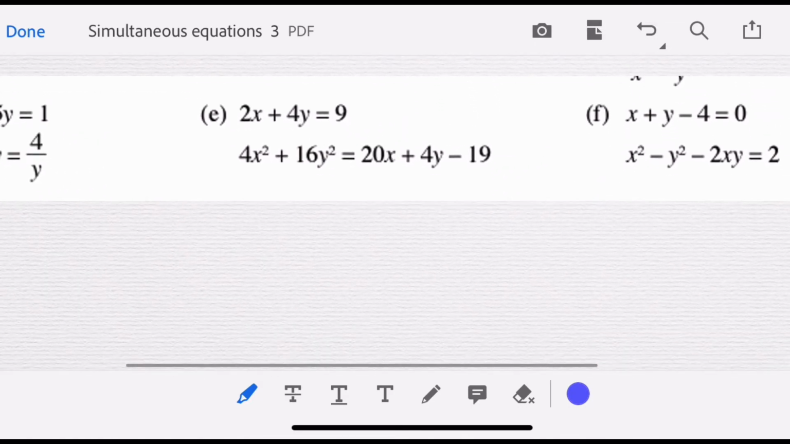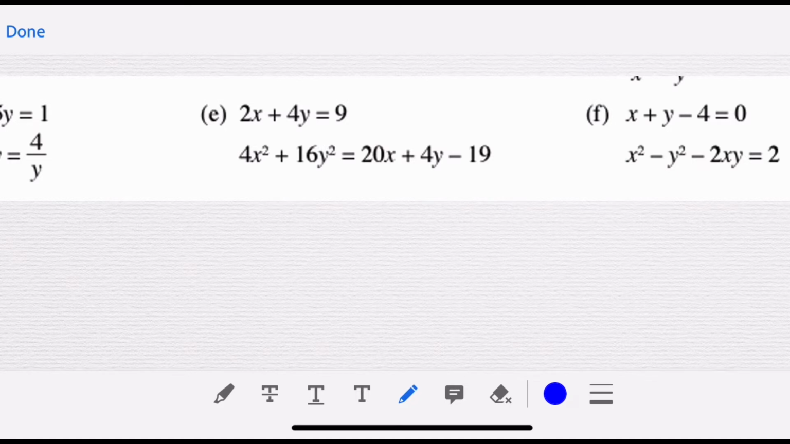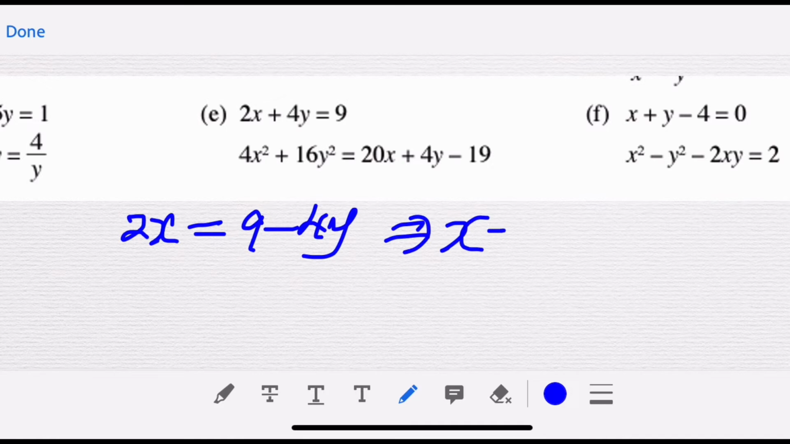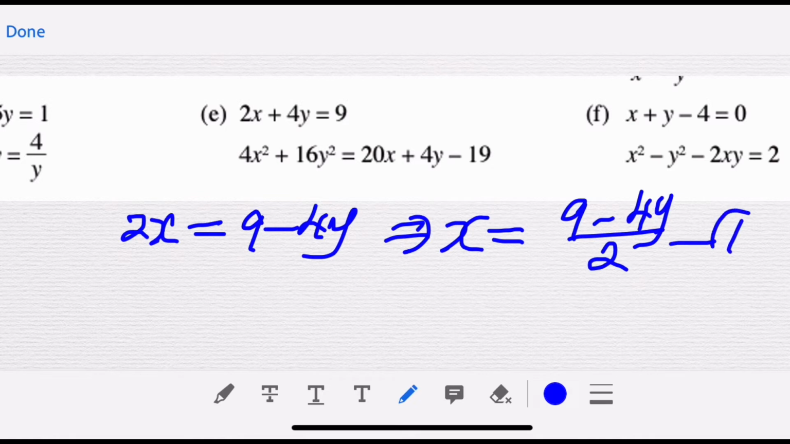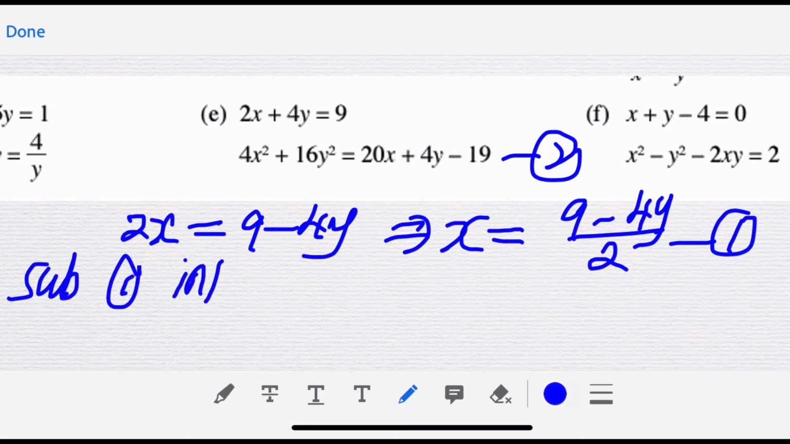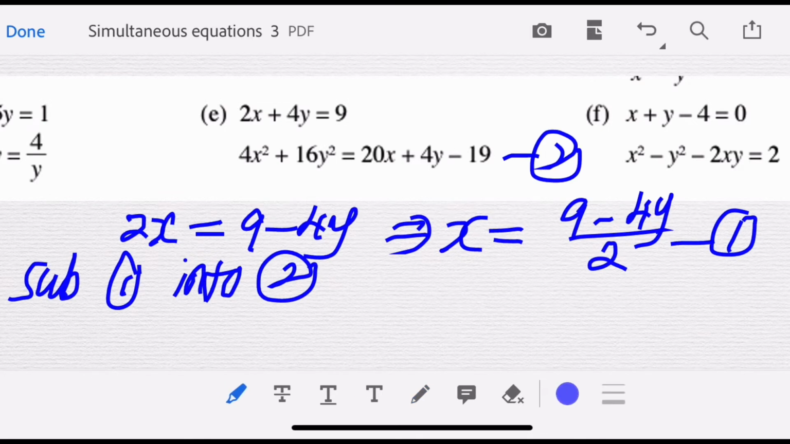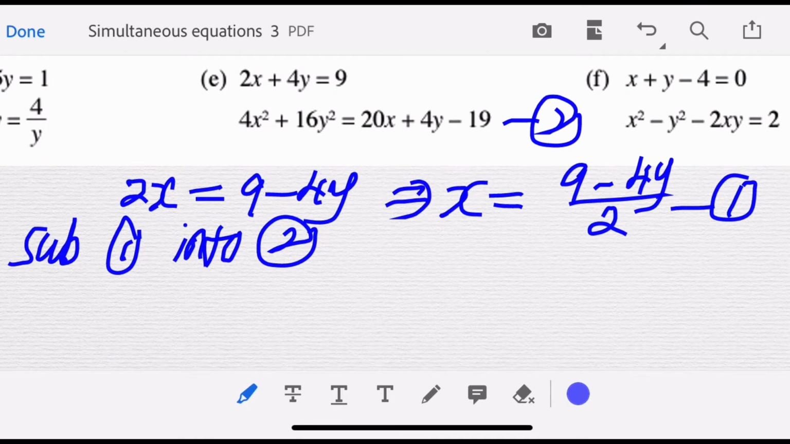We have 2x plus 4y, right? So 2x is equal to 9 minus 4y. Then express x in terms of y: x is 9 minus 4y over 2. This is number 1, this is number 2. Sub 1 into 2. Okay, be careful. I also need to be very careful.